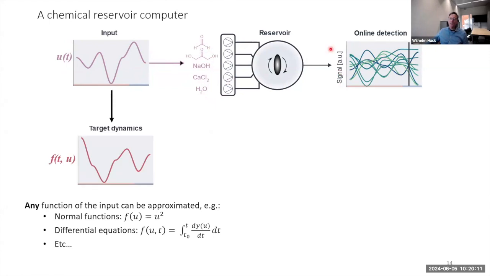Now, what you would like to say is, well, my reservoir computer has to compute a certain function. And this function can be anything. It can be just a normal function, whatever you put in. You have a u squared, it can be a differential equation, it can be anything you want. But it does mean that at any point in time, the value of u needs to be transformed into the output of whatever function you're interested in.